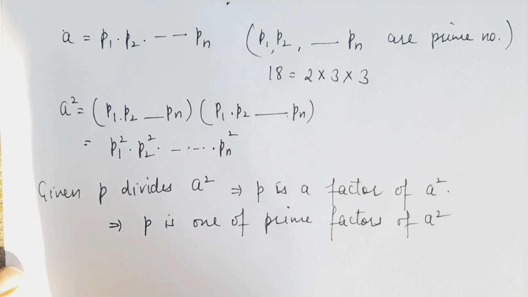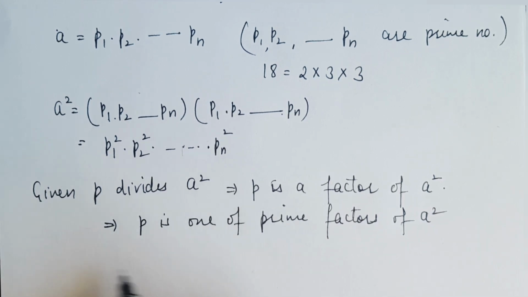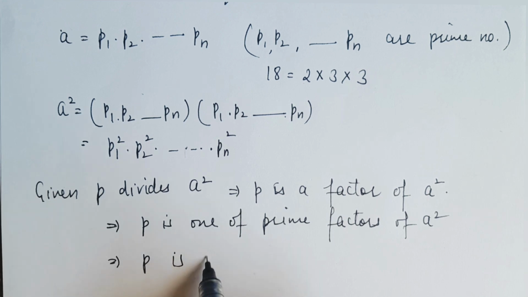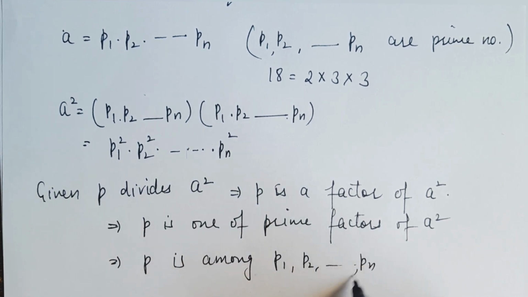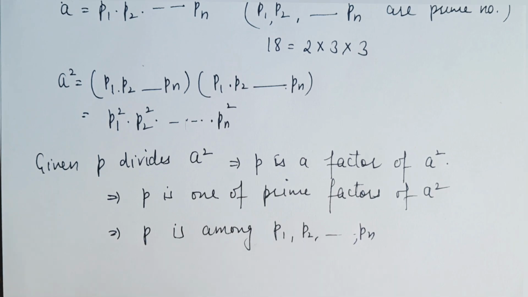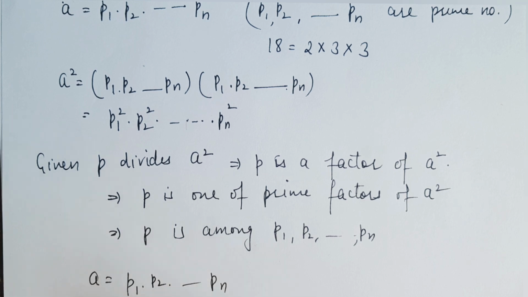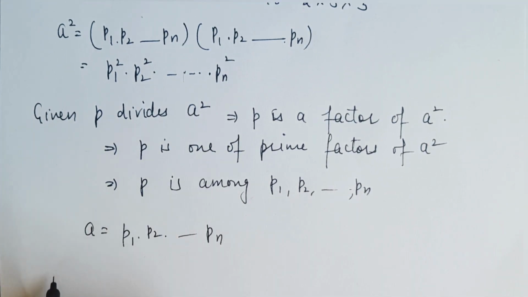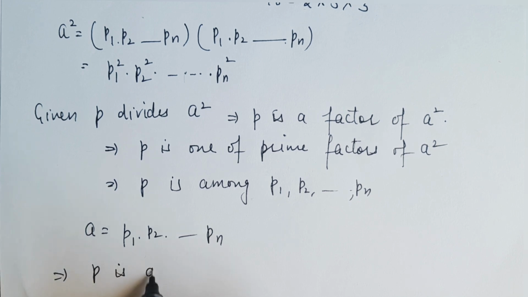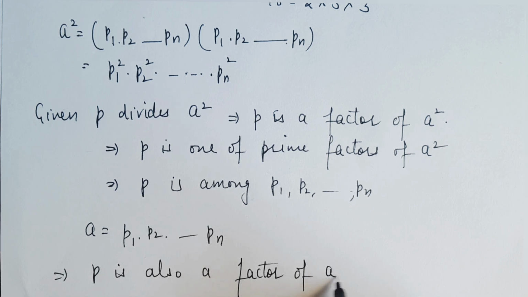So we realize that P is one of P1, P2, P3, up to Pn, so P is equal to one of these values. Now we are given that A is equal to P1 P2 up to Pn, the product of these factors of A. So if P is also one of these, that means P is also a factor of A, and if it is a factor, then P will divide A.